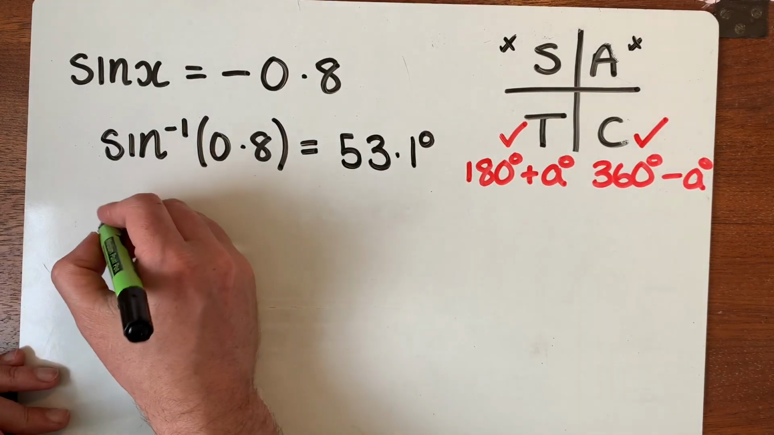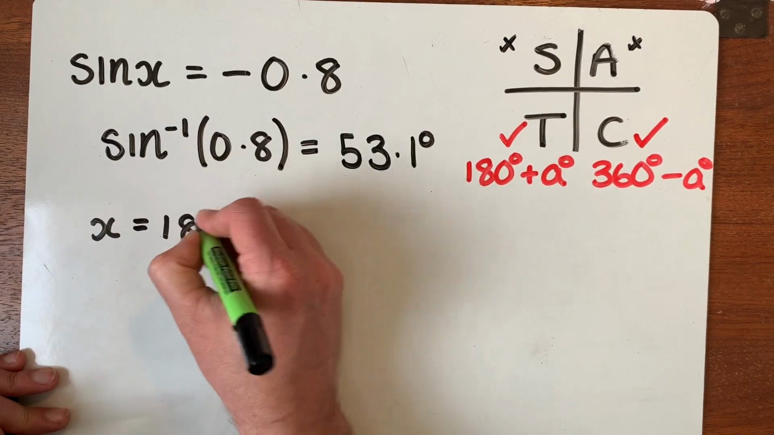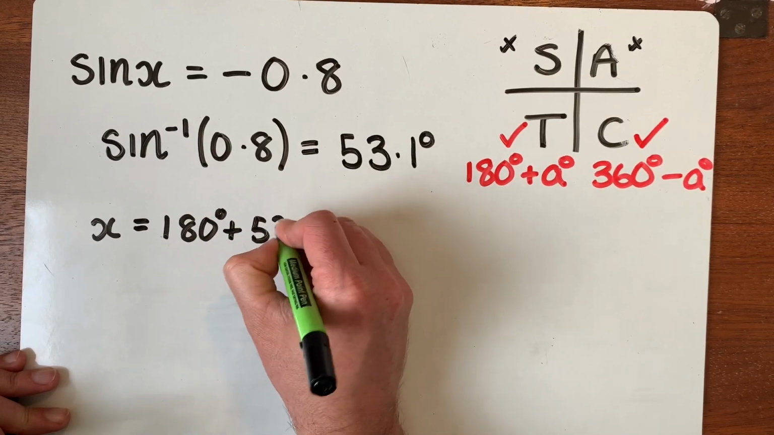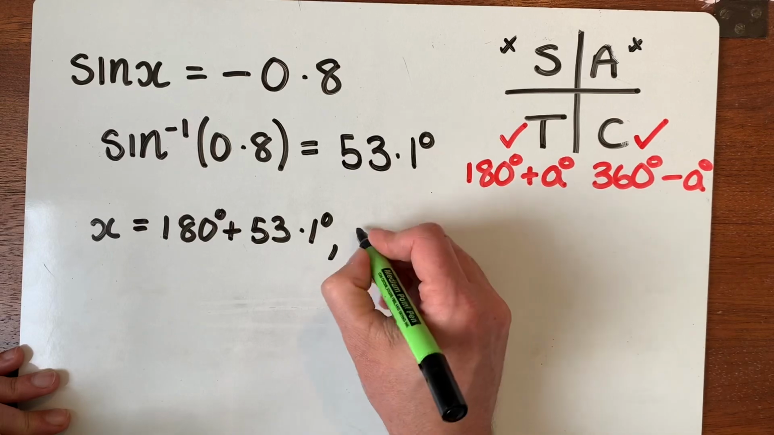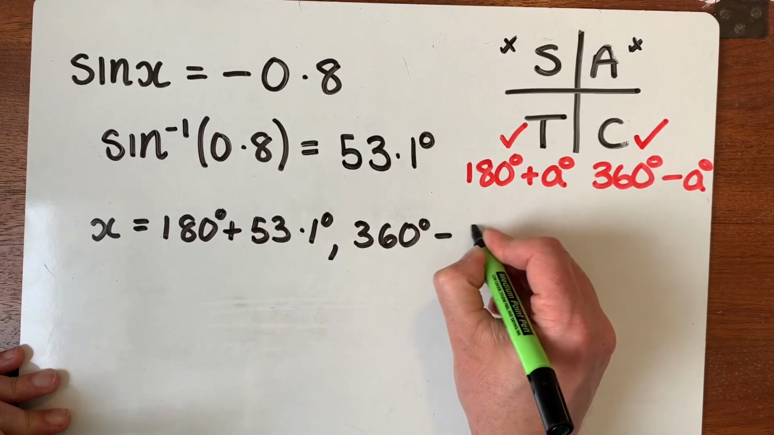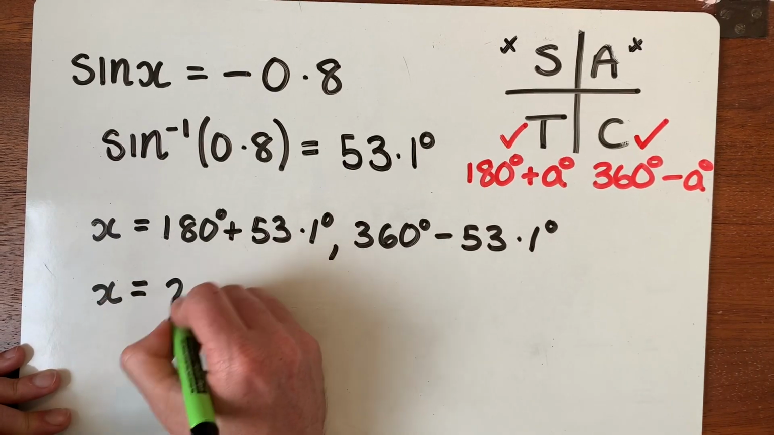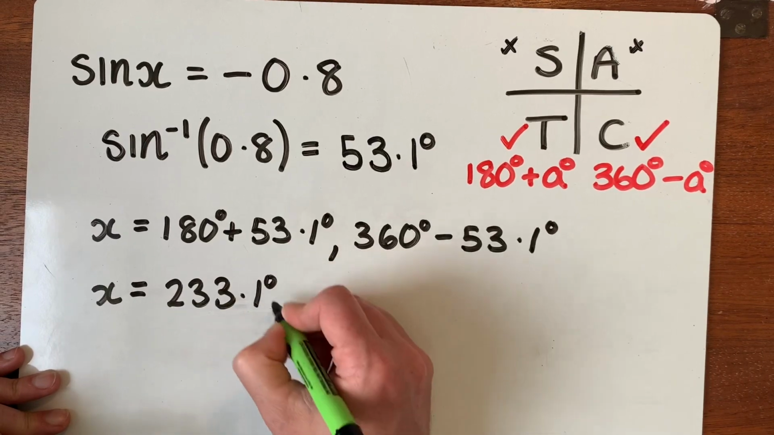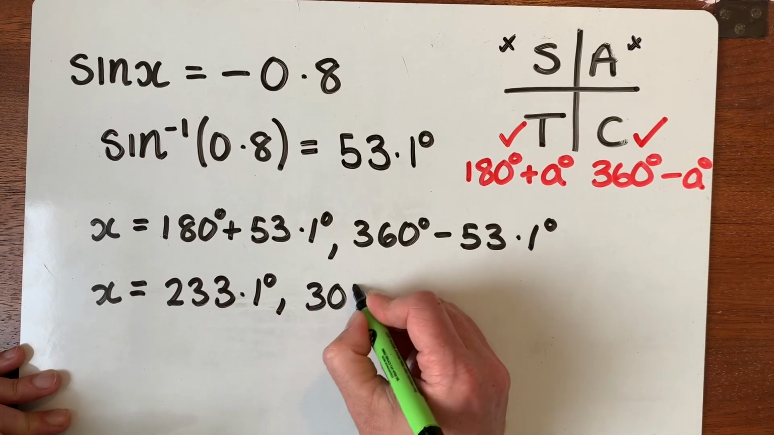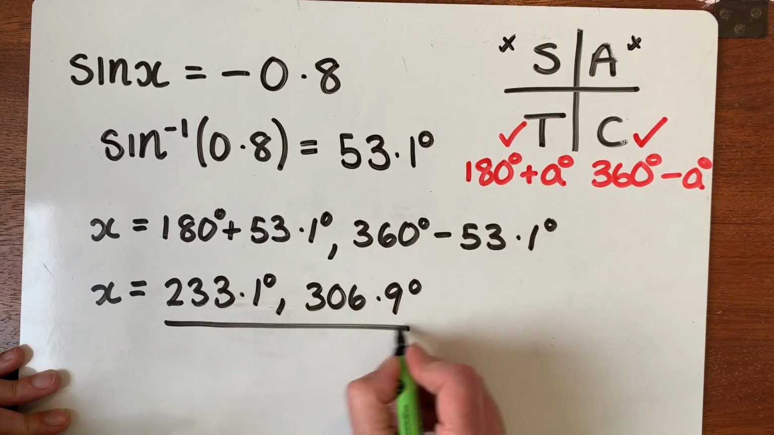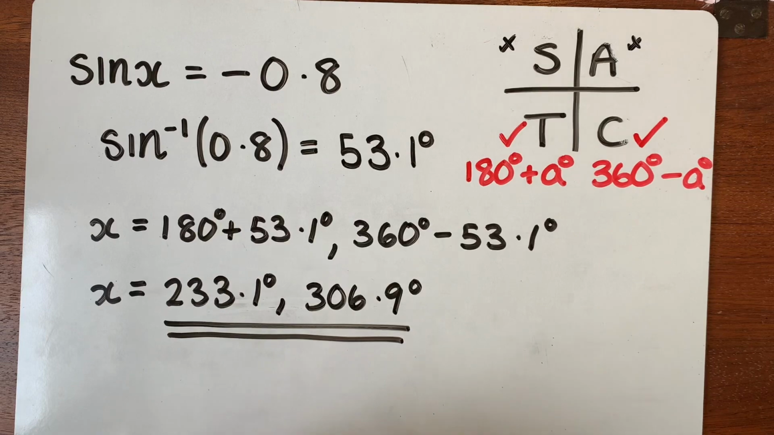Okay, to get our solutions then, we've got x equals 180 plus 53.1 and 360 minus 53.1 degrees. This gives us two answers for x. It gives us 233.1 degrees and 306.9 degrees. Two solutions to our trig equation. Hopefully that's helpful. We're going to build on this idea in the next video when the equations aren't in quite such a nice format. But hopefully that helps you with solving trig equations in a basic format when the value on the right hand side is negative.